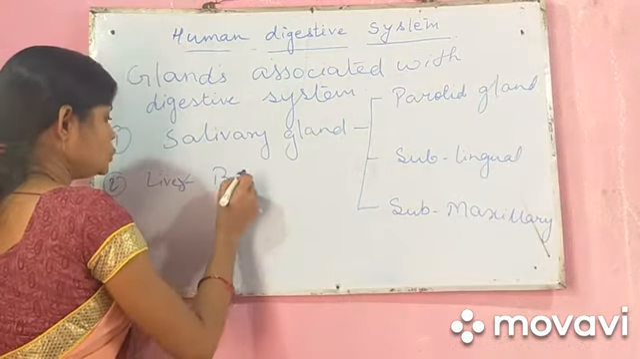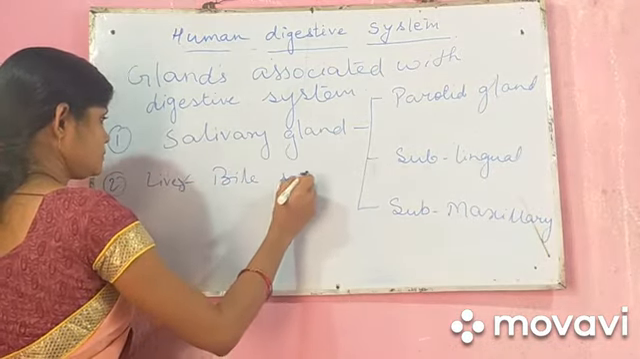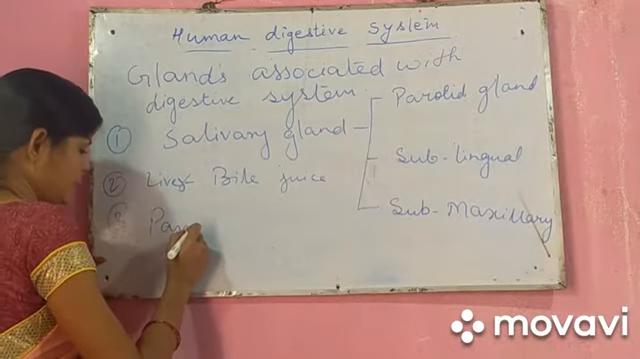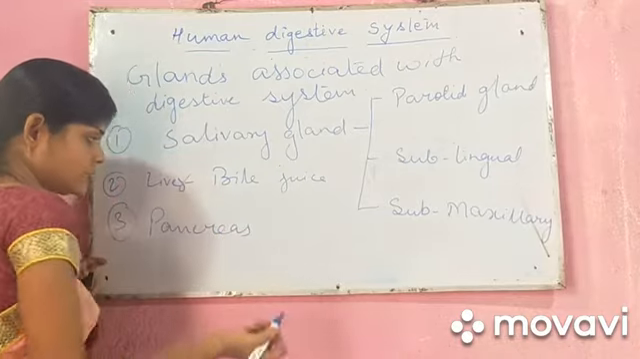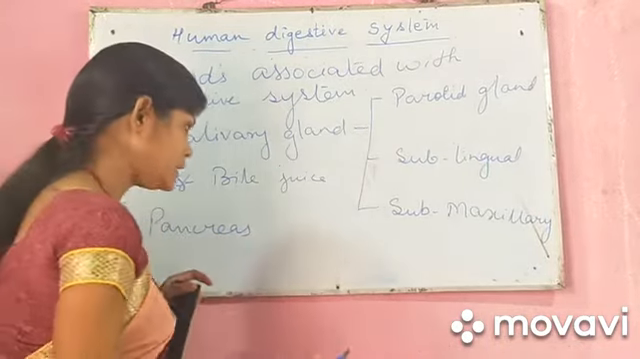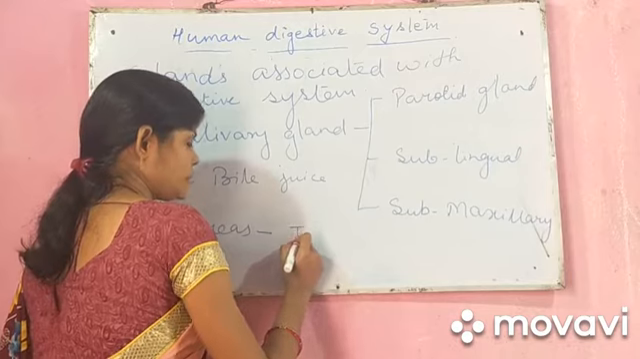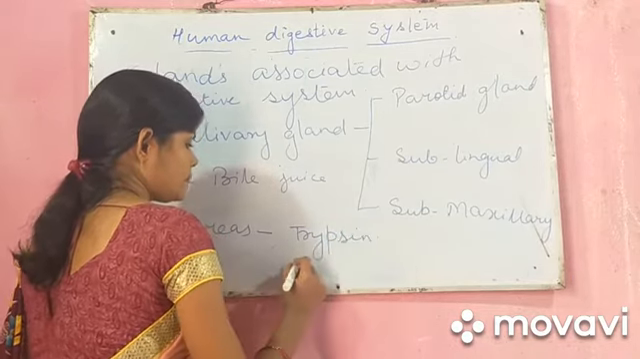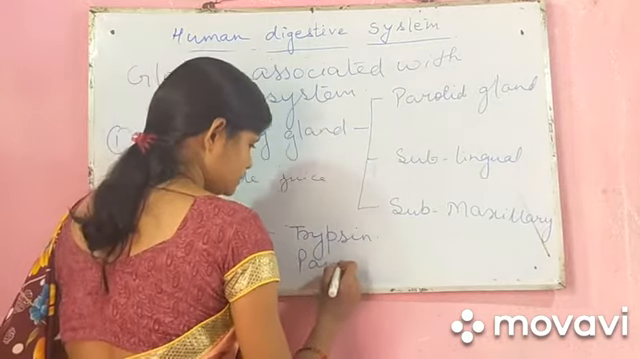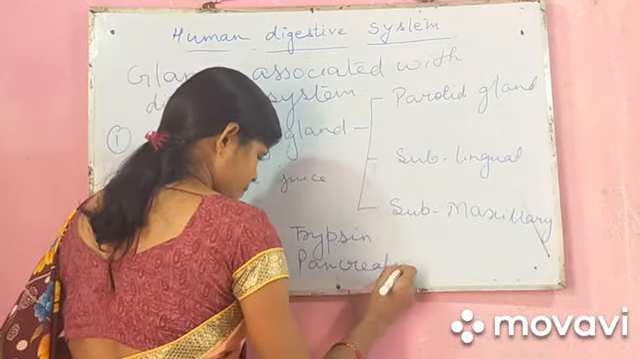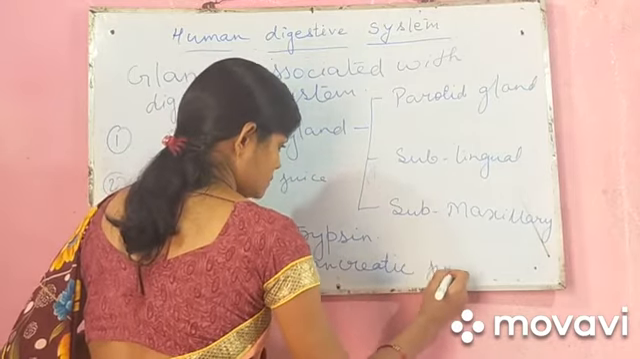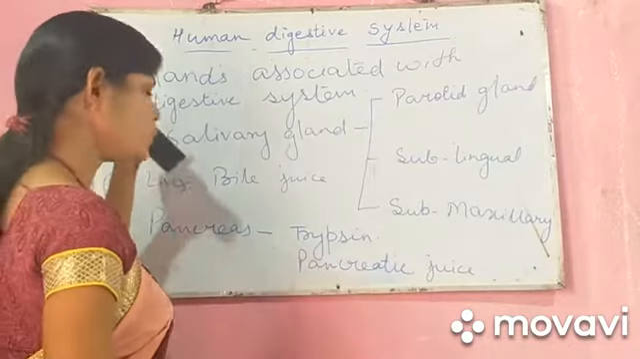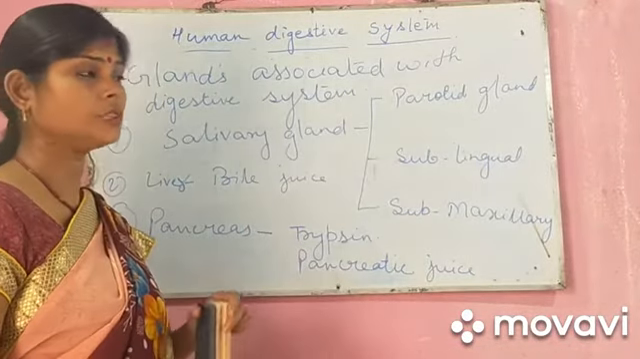The next one was the liver, which secretes bile juice. And the last one was the pancreas, which secretes pancreatic juice, which has trypsin. I have given you the dental formula in the last video, so we will start the human digestive system today directly.